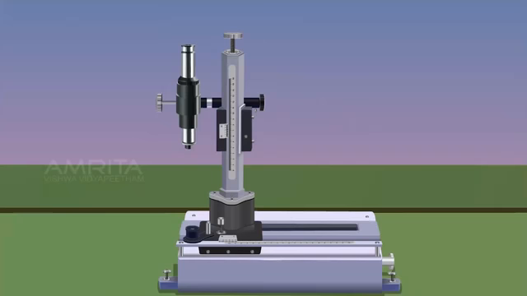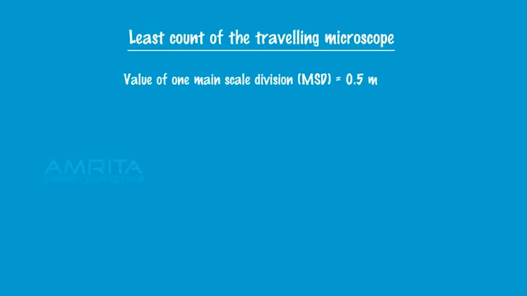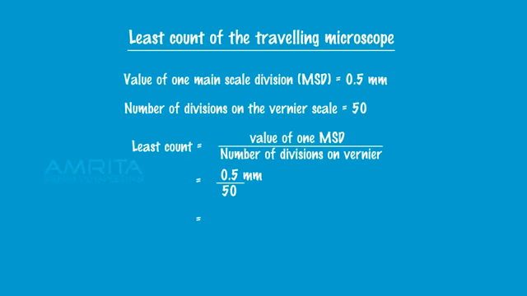The travelling microscope has the following parts: eyepiece, vertical main scale, vertical vernier scale, objective, horizontal vernier scale, and horizontal main scale. Now find the least count of the travelling microscope.